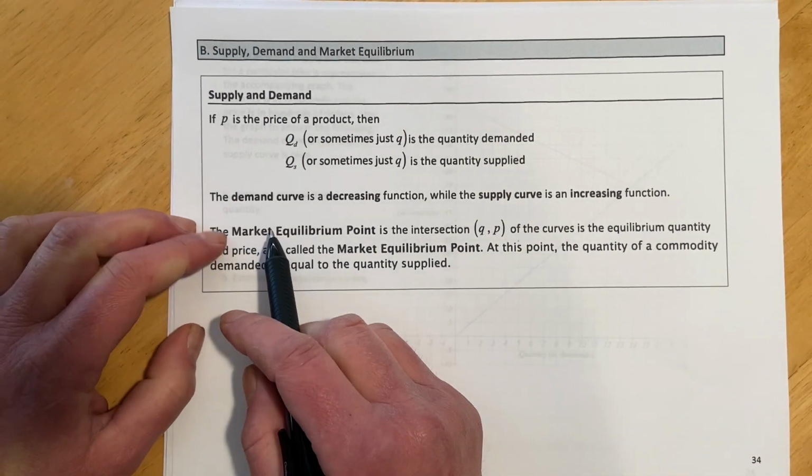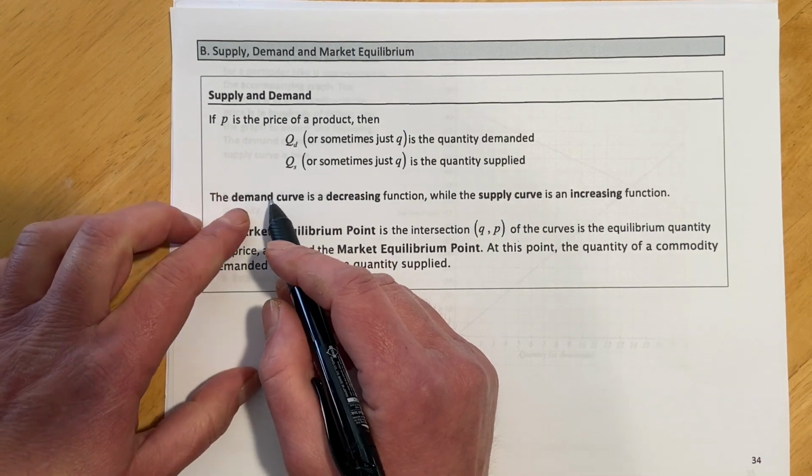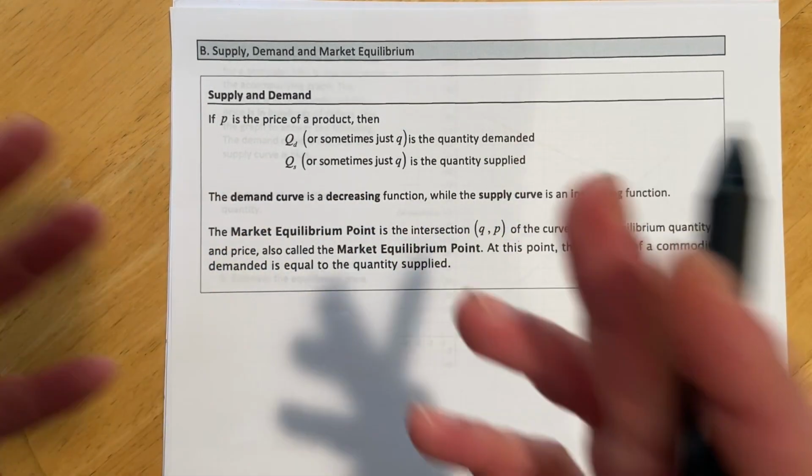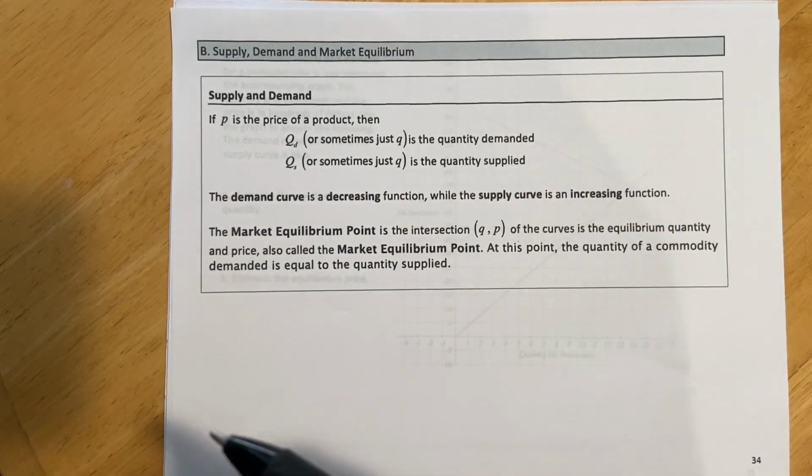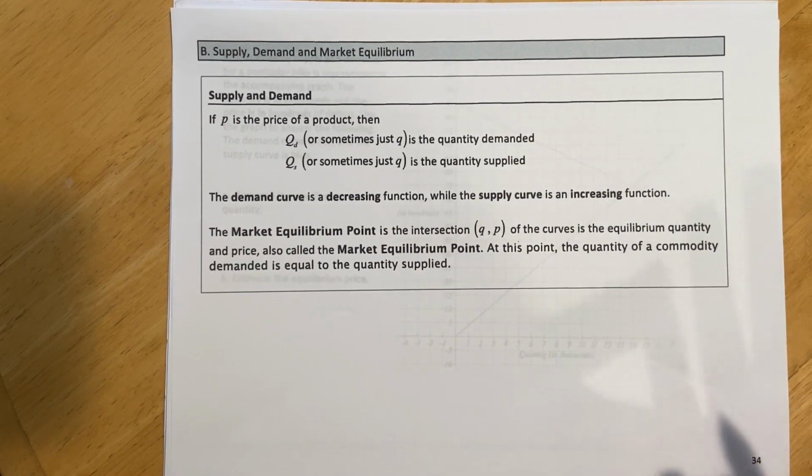And then, like I said, market equilibrium is the place for the demand and the supply. It's the price and the quantity that bring those two things into equilibrium, so the amount being supplied is the same as the amount being demanded. Okay, so let's see what that looks like.